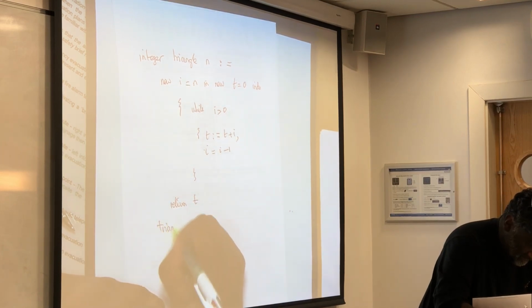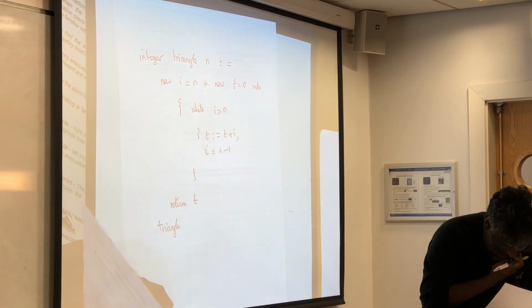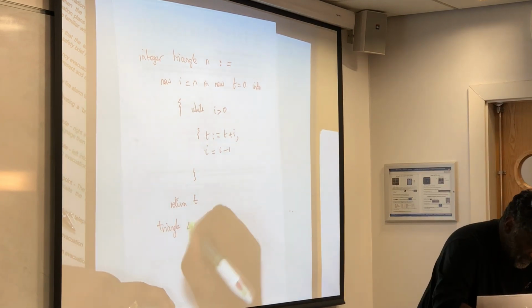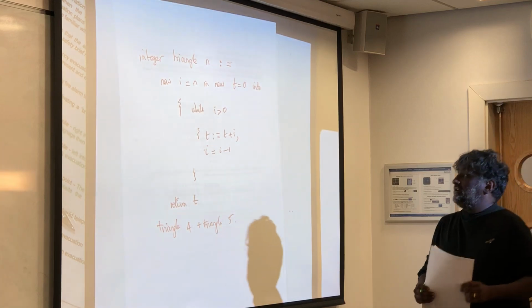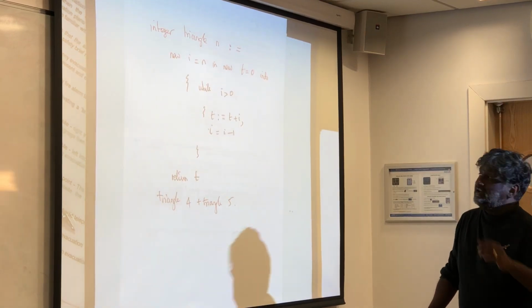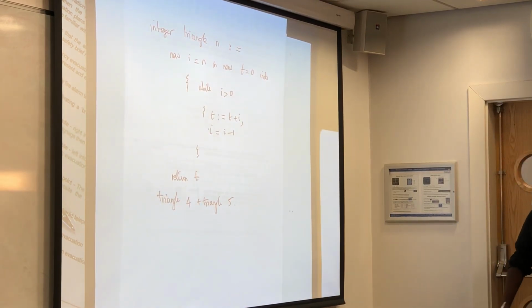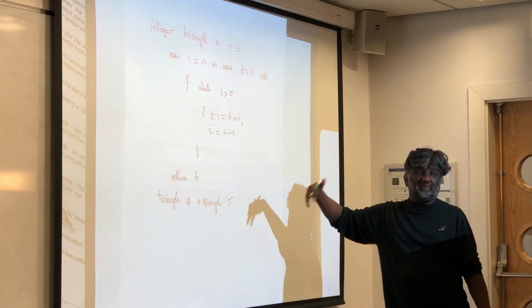Triangle 4 plus triangle 5. Okay, so your task was to basically make this into the proper syntactic form. This is what you might have written in the first year. You might have written your program and you think it's about right, it doesn't compile, and you think, oh no, what have I done wrong?